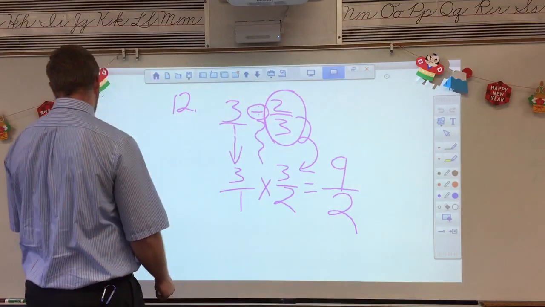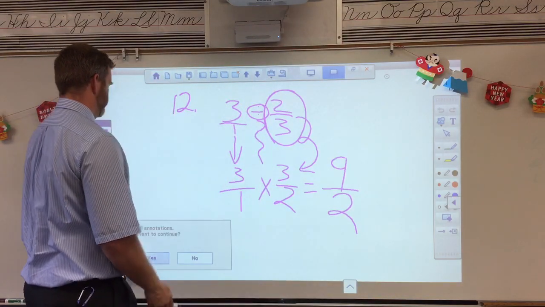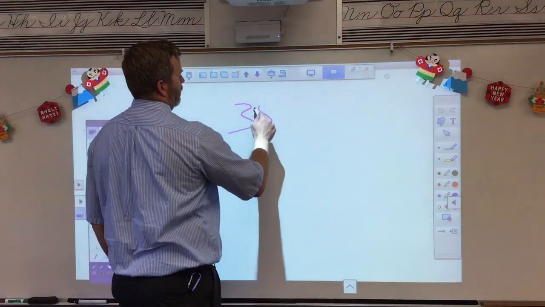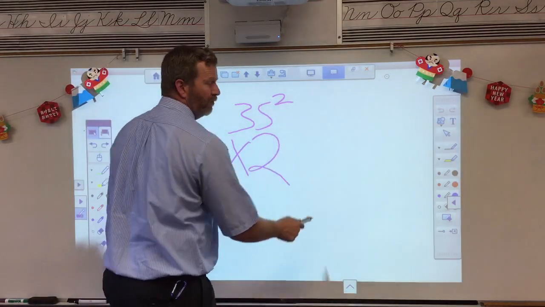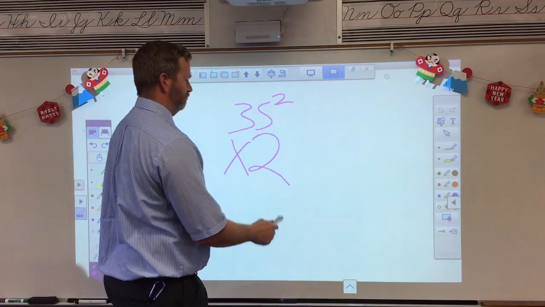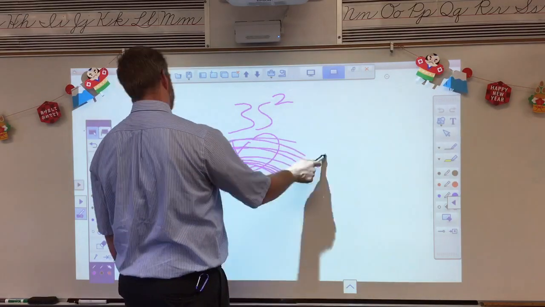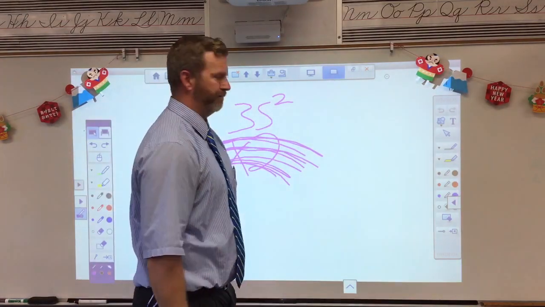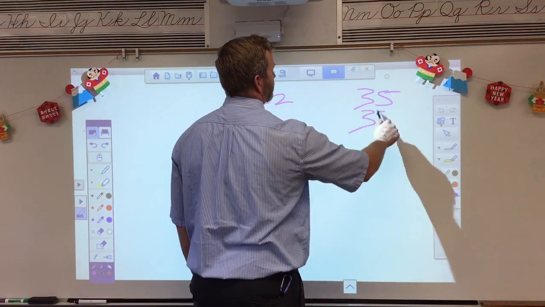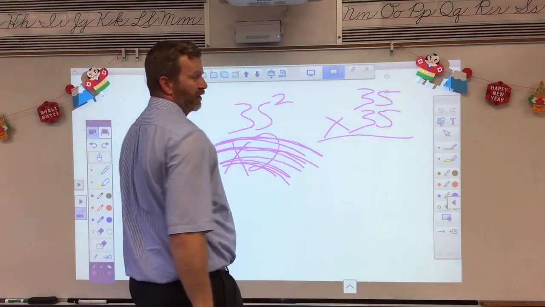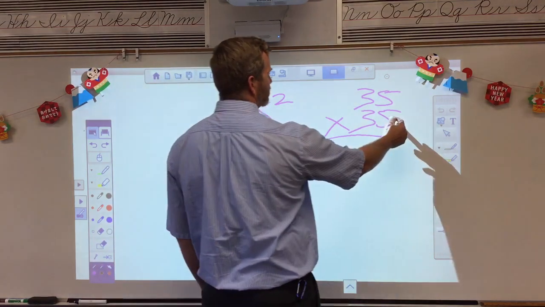Now, 35 squared is this 35 times 2? No, don't do that. 35 squared means 35 times 35. So you're gonna remember, you're gonna multiply here first.